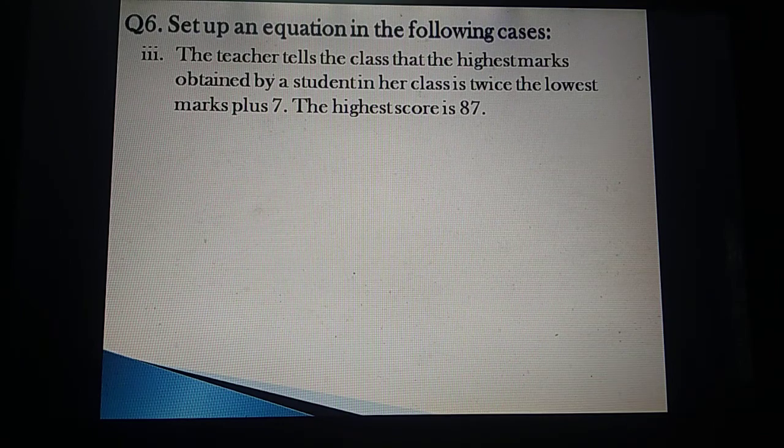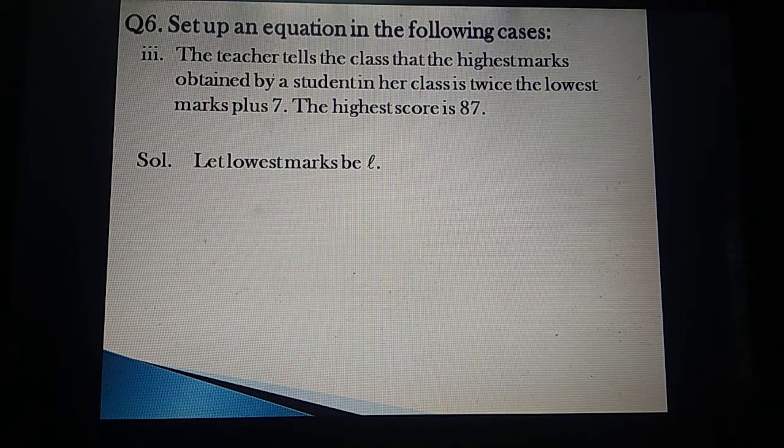Moving to next, the teacher tells the class that the highest marks obtained by a student in her class is twice the lowest marks plus 7. The highest score is 87. So, in the first statement, the highest is related to the lowest. So, first we will assume the lowest marks. So, let's say the lowest marks be L.